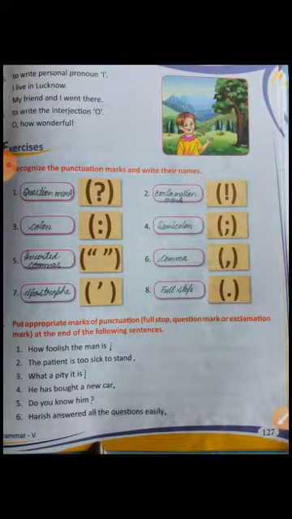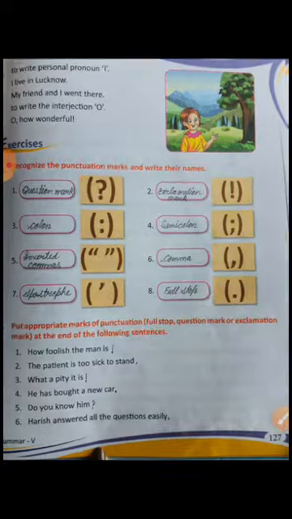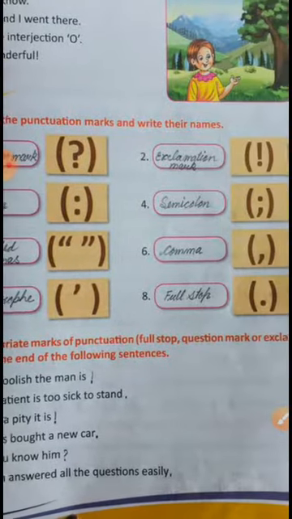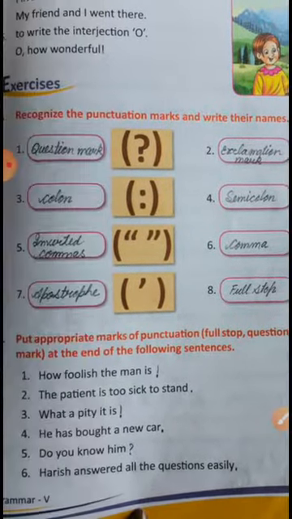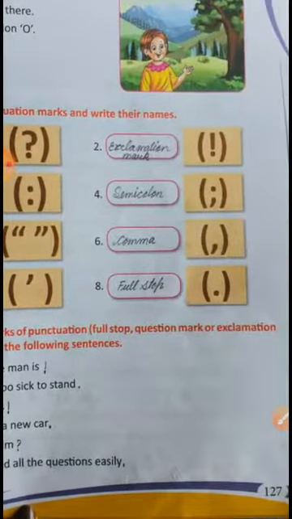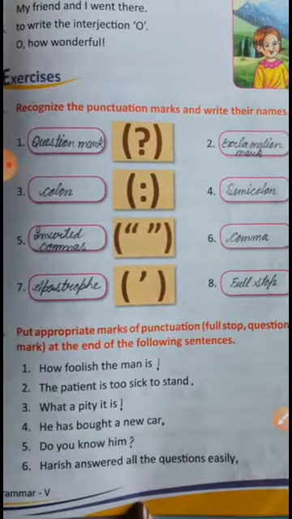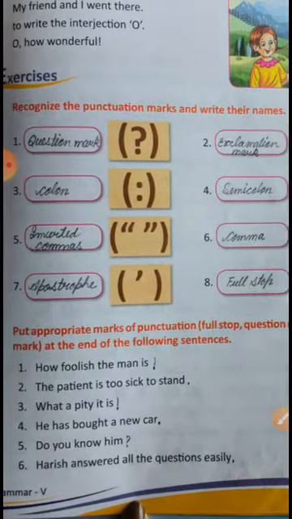Then, for example, here it is written that to write the interjection O, we use capital letters. Okay, now see exercise 1. Recognize the punctuation marks and write their names. So students, first one is question mark, second one is exclamation mark, third one is colon, fourth one is semicolon, fifth one is inverted comma, sixth one is comma, seventh one is apostrophe, eighth one is full stop.